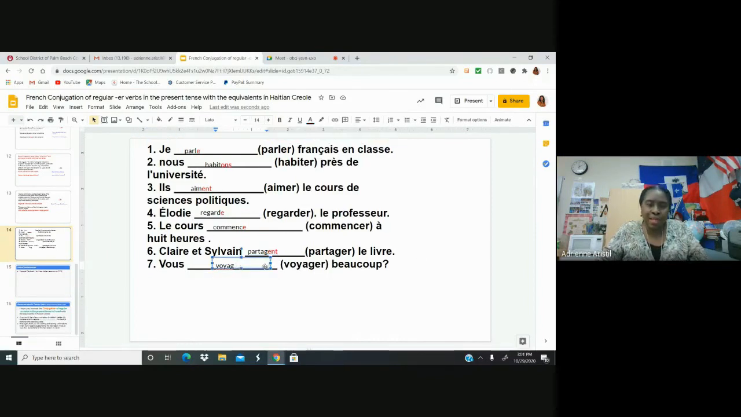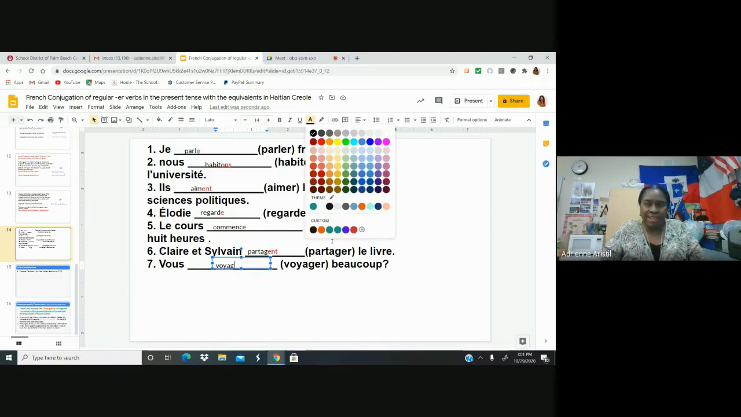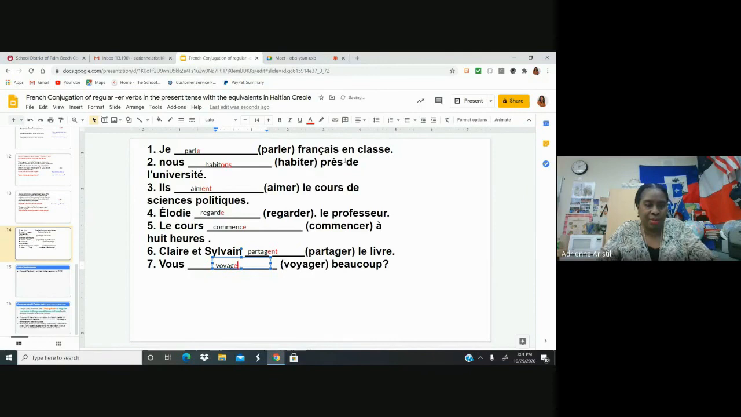And the next one is voyager, vous. I'm going to do my ER job, and I know the ending is supposed to be EZ. Okay, it didn't change, EZ. Voilà. If you look at the subject pronouns, it's really easy to drop the ER and look at your subject pronoun. For example, if you have the frame of the ER verb in front of you, what I do with my students, I always ask them to copy the frame of the conjugation, with all the subject pronouns with the verb as an example, and they will go from there.